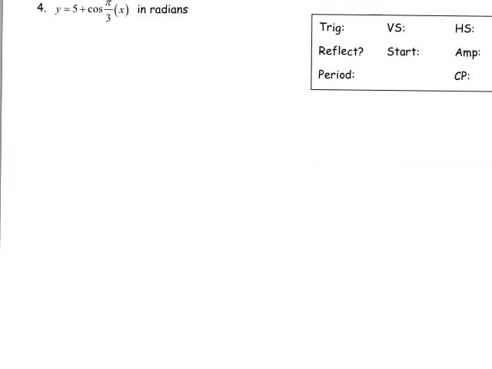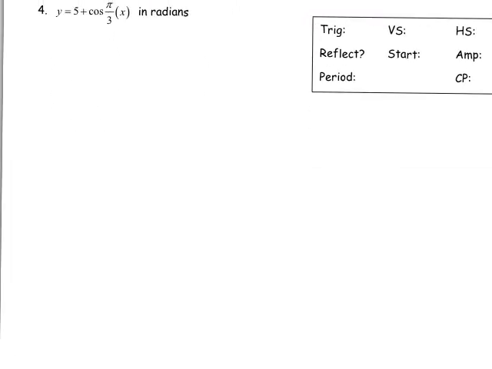Alright, last one. Y equals 5 plus cosine of pi over 3 x, in radians. So this is quite a bit different. So we're going to do cosine here. Our vertical shift is the number all by itself. So that's a +5, so that tells us up 5.